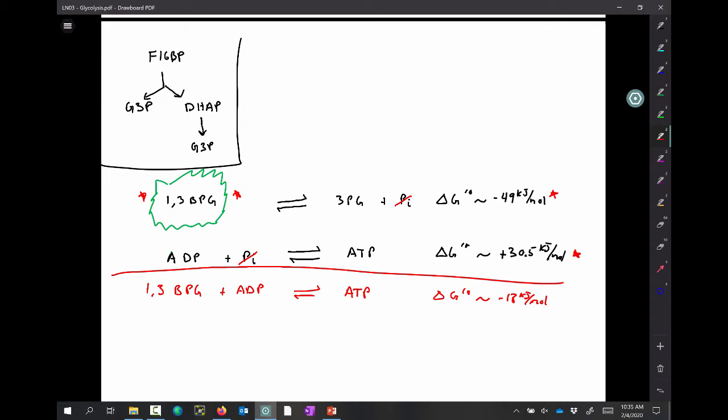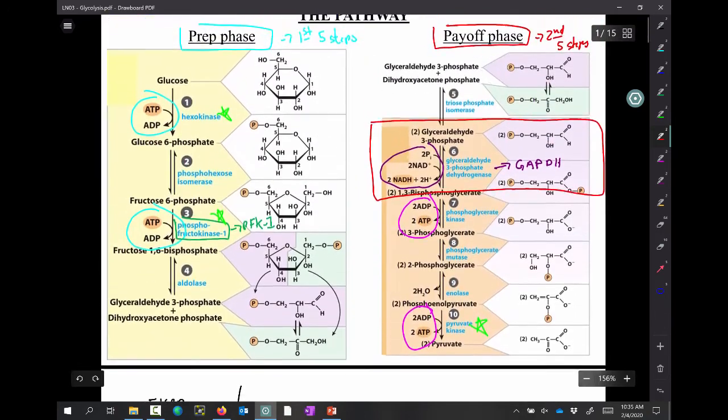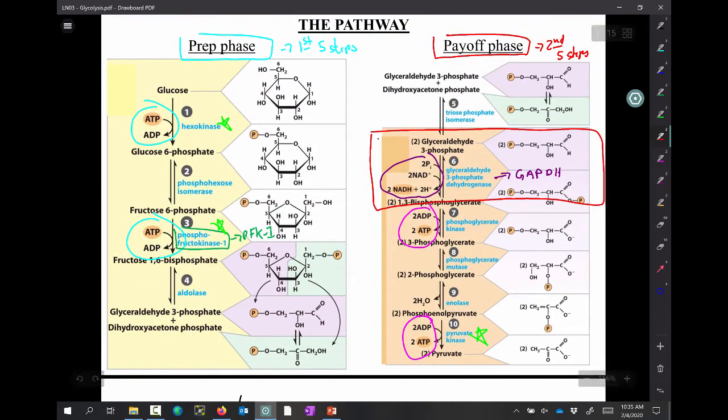And that gets us back into reaction 6. I'm going to come up here. Actually, I've already boxed it in here. But reaction 6 is catalyzed by the enzyme GAPDH, glyceraldehyde 3-phosphate dehydrogenase, and it makes 1,3-bisphosphoglycerate from G3P, right? And 1,3-bisphosphoglycerate is our quote-unquote high-energy molecule, right?